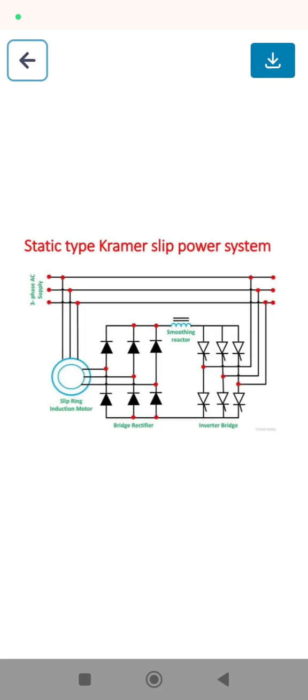So this is the static type Kramer system. Here the supply is given to the stator, and the slip power is taken from the rotor and given to the bridge rectifier. It converts AC into DC. The smoothing reactor is used to filter the unwanted ripple present in the output, and it is sent to the inverter. The inverter converts the DC supply into an AC supply, and it is fed back into the transformer itself, so that the wasted slip power is recovered in this method.